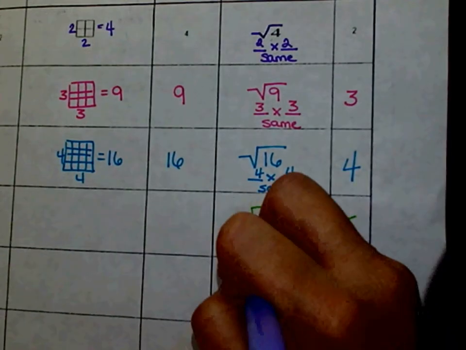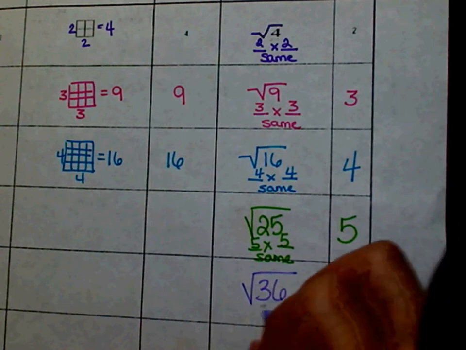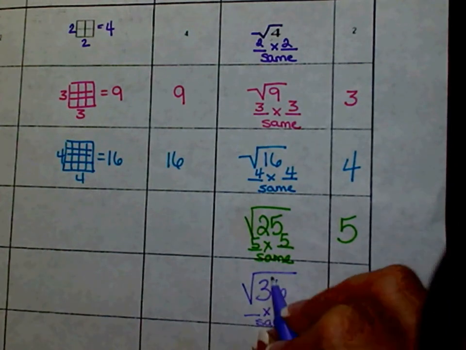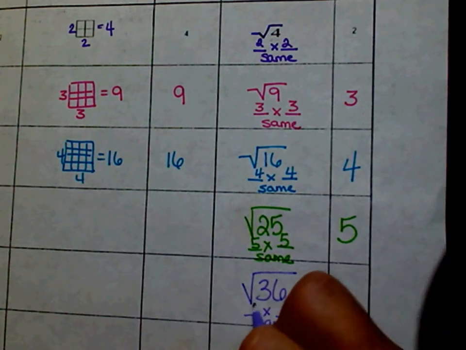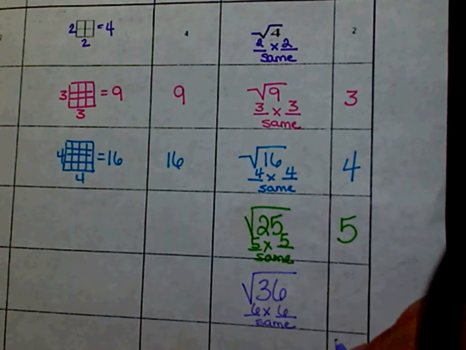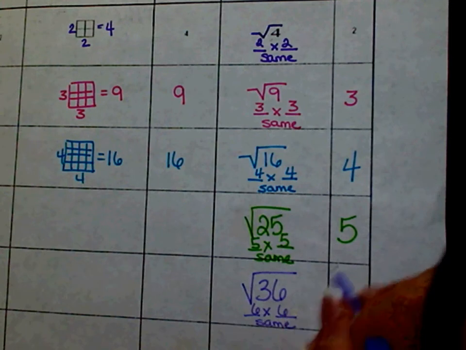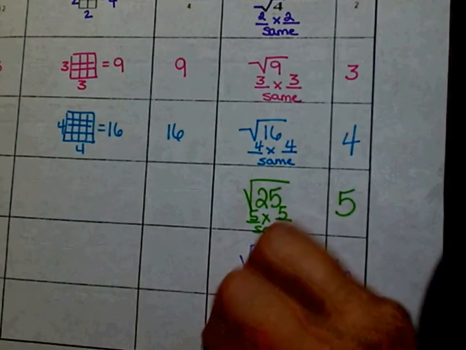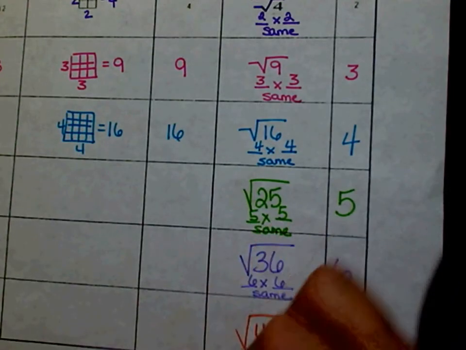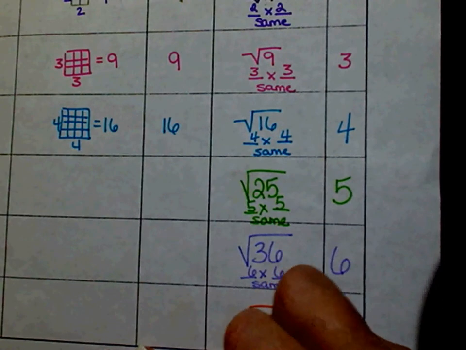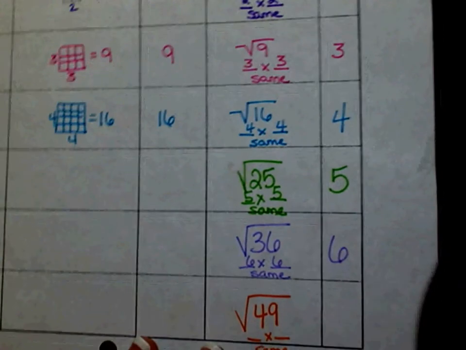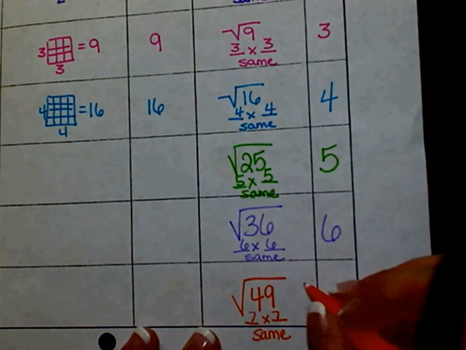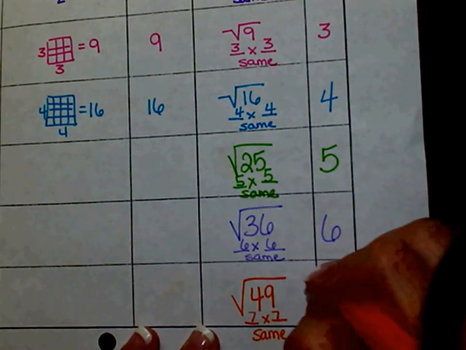We did 36. We're looking for two numbers that are the same multiplied together that give us 36. So that's 6 times 6 is 36. That means that the square root of 36 is 6. And 49. What times what, that's the same multiplied together, gives us 49? Well, 7 times 7 equals 49. So the square root of 49 is 7.